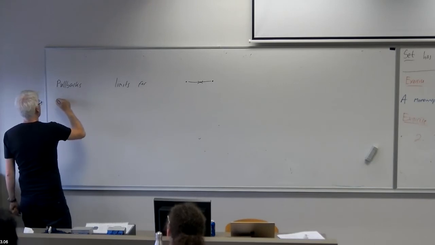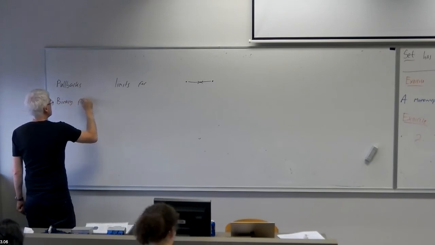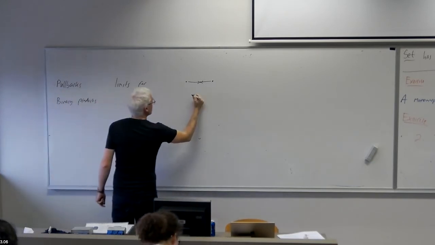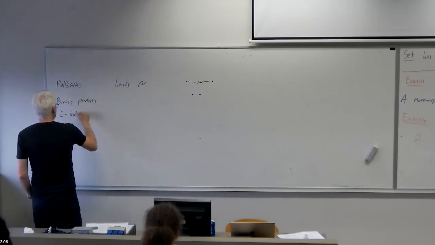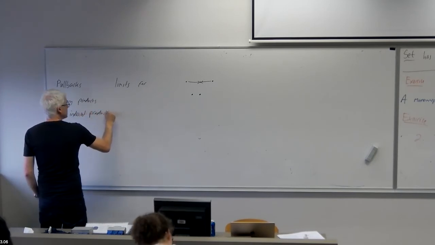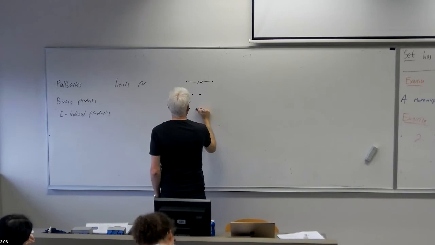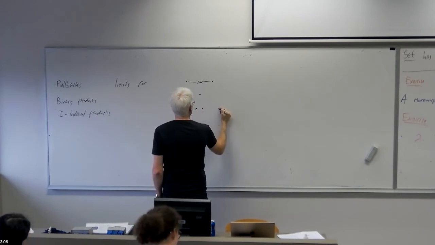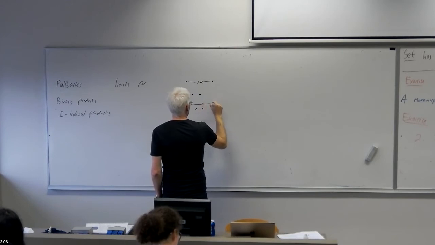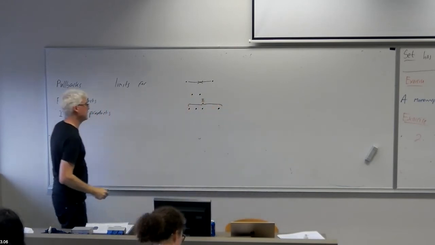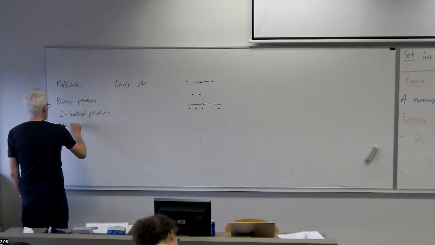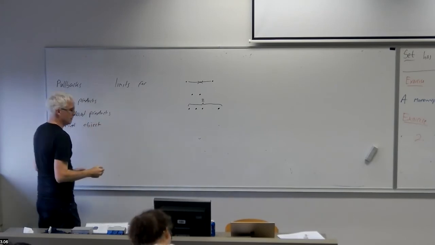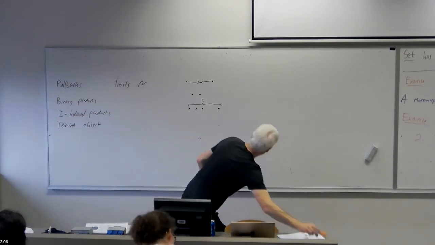We looked at products, so let's say binary products. These were limits for just when we have two objects. Then I-indexed products: limits for a set of any I objects, which we view as a diagram of this shape. We've got the terminal object, and here we have the empty diagram.